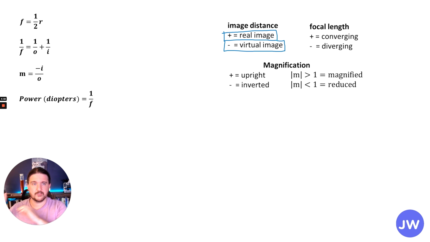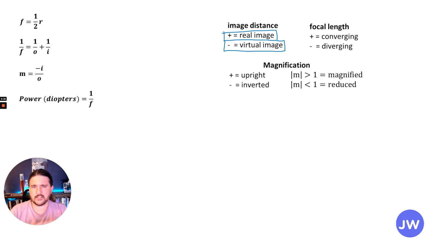All of these equations and all of these rules apply to every single scenario. So you don't have to worry about, okay, when is it this or when is it that, and kind of putting those together. So you want to get these down really well because these are going to be really critical for answering questions. Now, focal length is going to be positive for a converging system and negative for a diverging system.